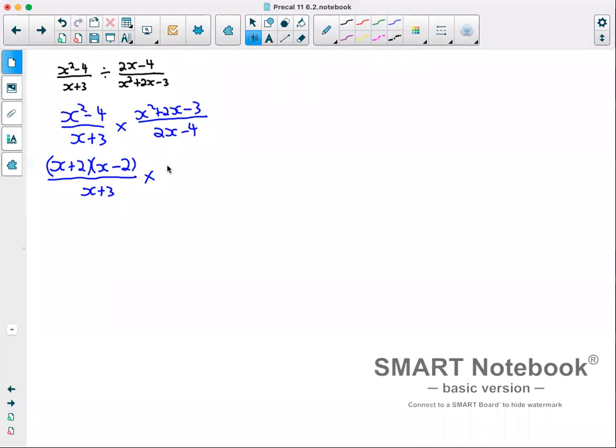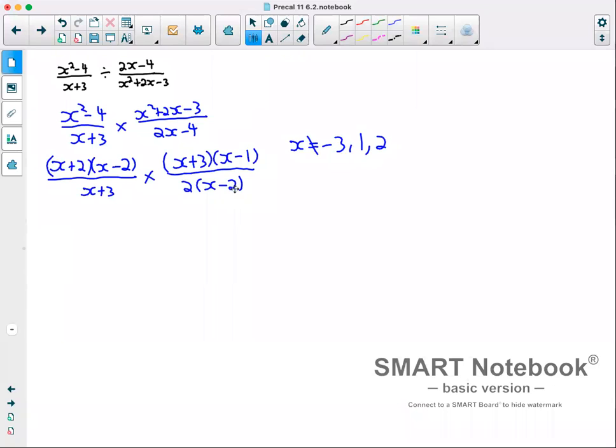Times, and then factoring this, we're looking for two things that multiply to negative 3, add to positive 2. So that's x plus 3 and x minus 1 over, we can factor 2 out of here. So that's 2 times x minus 2. So we'll do non-permissibles now. So from here, x cannot equal negative 3. Then we have to look at the numerator and denominator of this one. So that'd be 1 and 2.